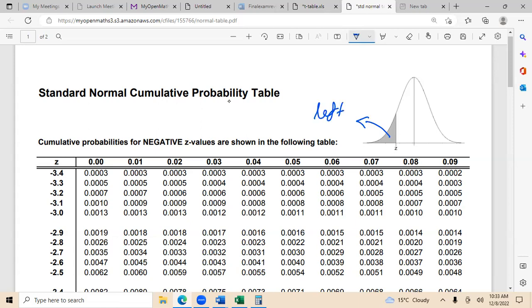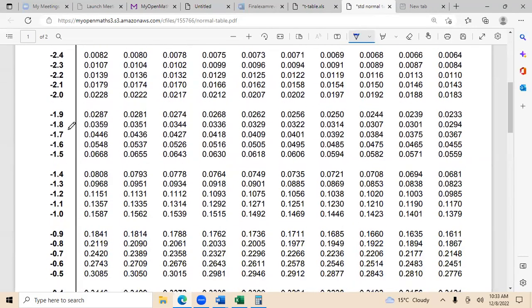But in this question, you remember we asked for above. So once you get what is in the left tail, you have to subtract from 1 to get the above, right? So let's go for the Z value of negative 1. We come over here, we have negative 1 on this spot, and we pick that first value, because it didn't have any other decimal, just negative 1. This value is 0.1587.